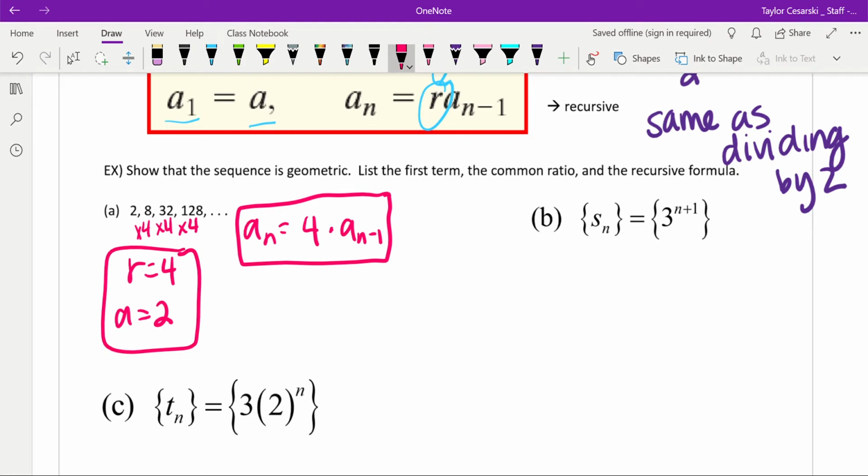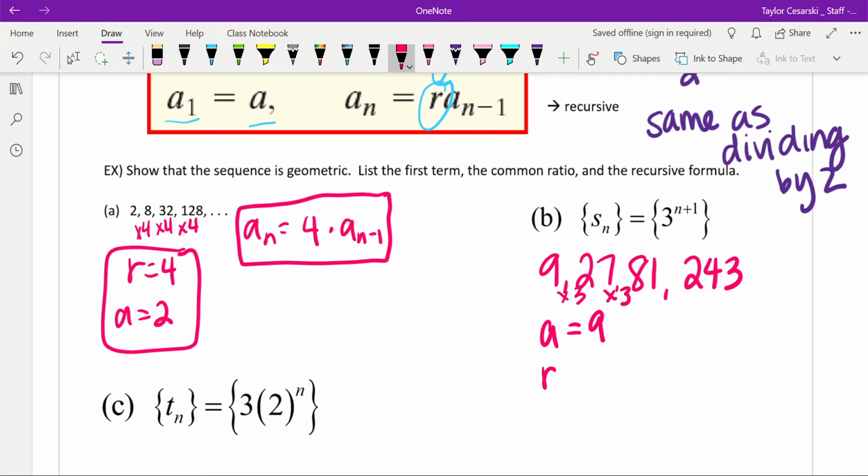Okay, this one right here, so again, it might be easiest to list out your terms here. So if I plug in 1 for the first term, so that would be 3 to the second, 3 to the third, 3 to the fourth, 3 to the fifth. So a sub 1. You can see you're multiplying by 3 each time, so my ratio would be 3. And so a sub n equals 3 times my previous term.